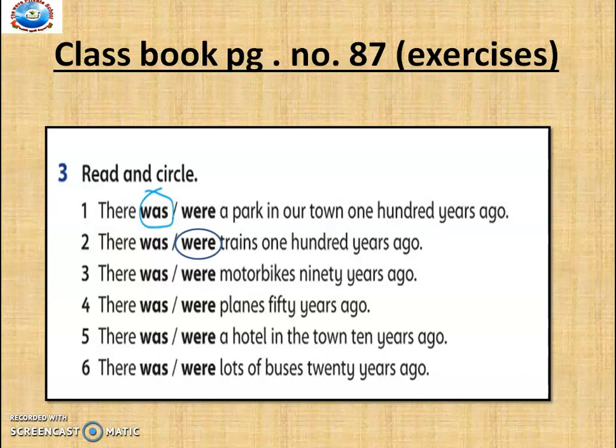Motorbikes 90 years ago. What will be the correct answer? Yes, there were motorbikes 90 years ago. Planes 50 years ago. What will be the correct answer? There were planes 50 years ago. A hotel in the town 10 years ago. There was a hotel in the town 10 years ago. Since it is about one hotel, there was a hotel in the town 10 years ago. Now the last one. Lots of buses 20 years ago. There were lots of buses 20 years ago.